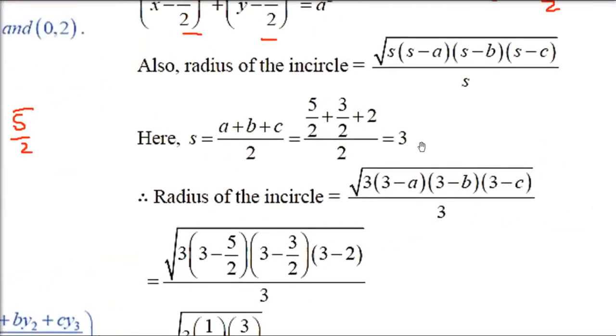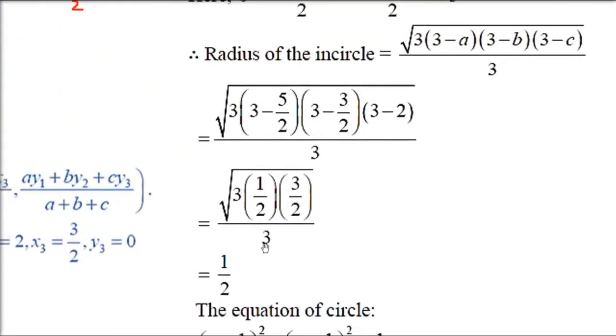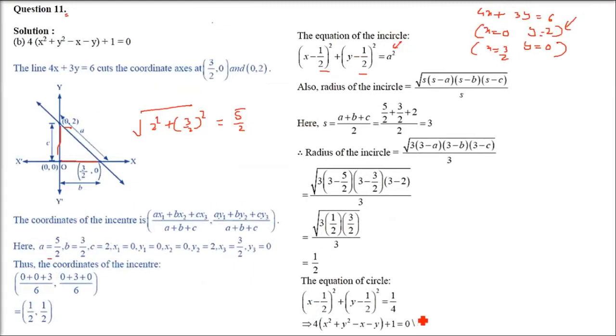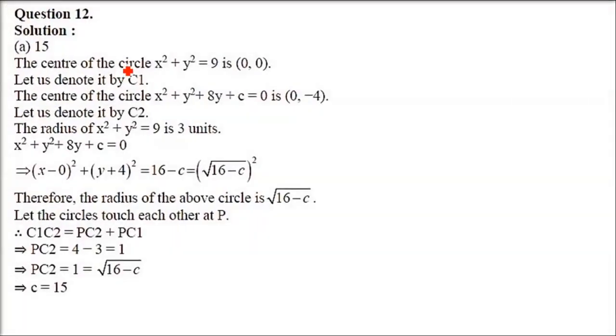A, b and c are known sides. So 5 by 2 plus 3 by 2 plus 2 by 2 equals 3. This is s. Now just put all these values, a, b, c are also known. So s is also known now. Radius is half. So just open this, put r square as 1 by 4, and this will be the equation.